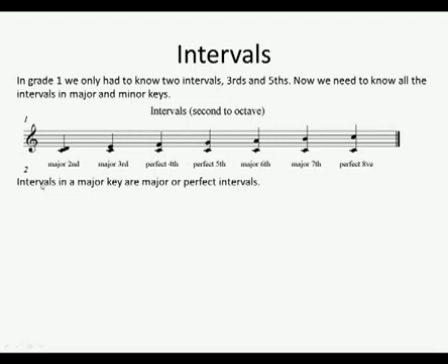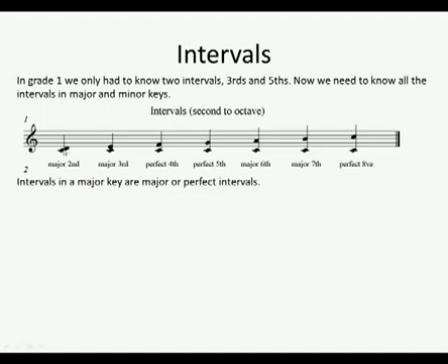Okay, so intervals in a major key can be major or perfect intervals. So again, even if you had a D major scale here, it would be the same. So with the first and second tone degree together, it's called a major second. First and third, major third. First and fourth, perfect fourth. First and fifth, perfect fifth. First and sixth, major sixth. Major seventh, and perfect octave.